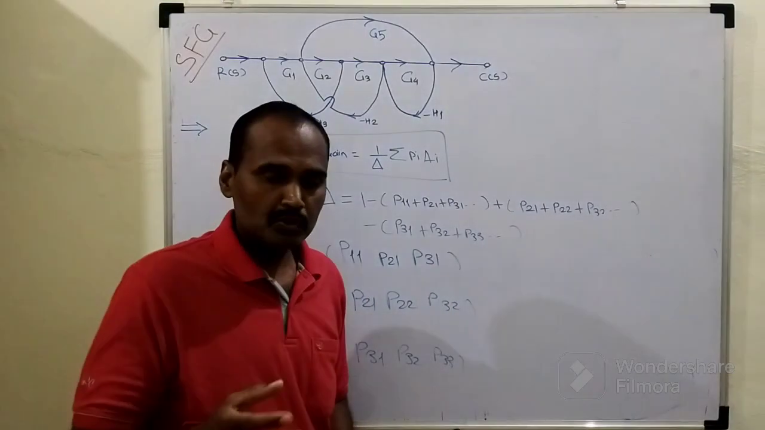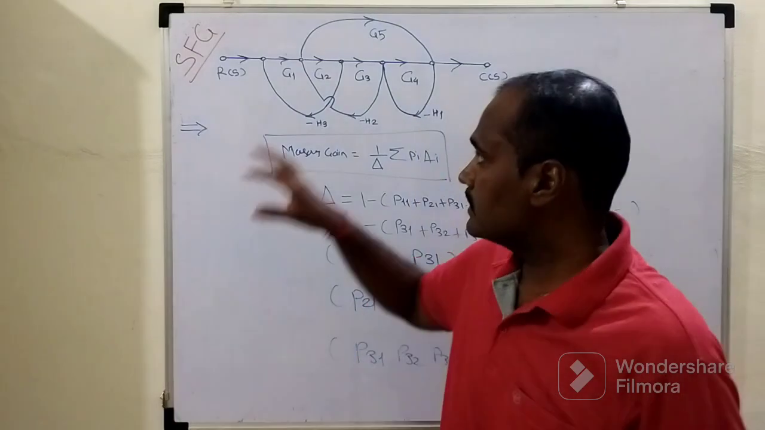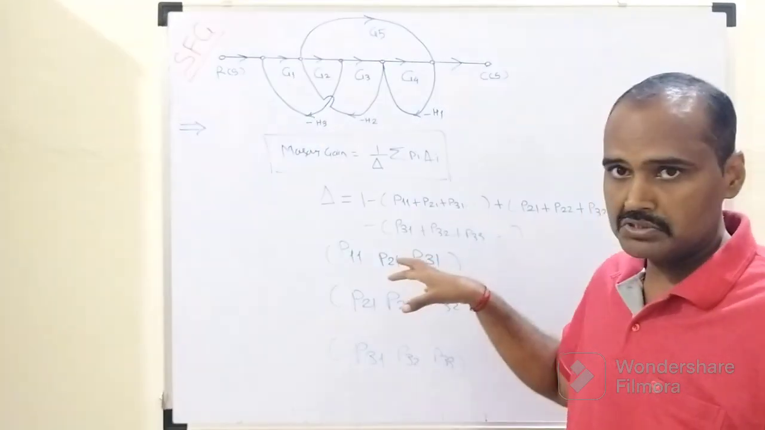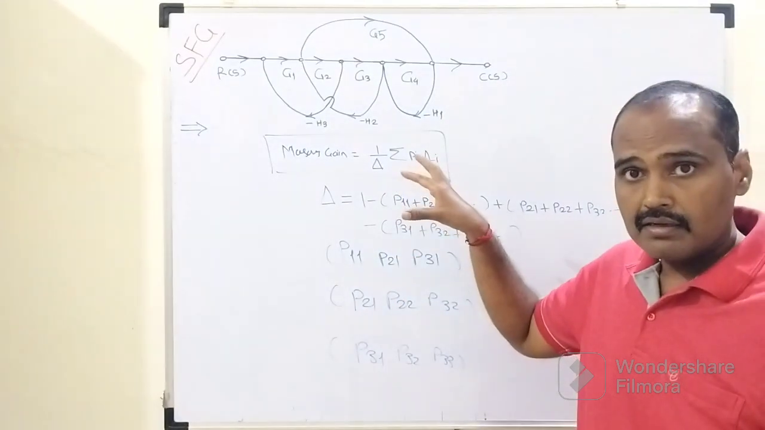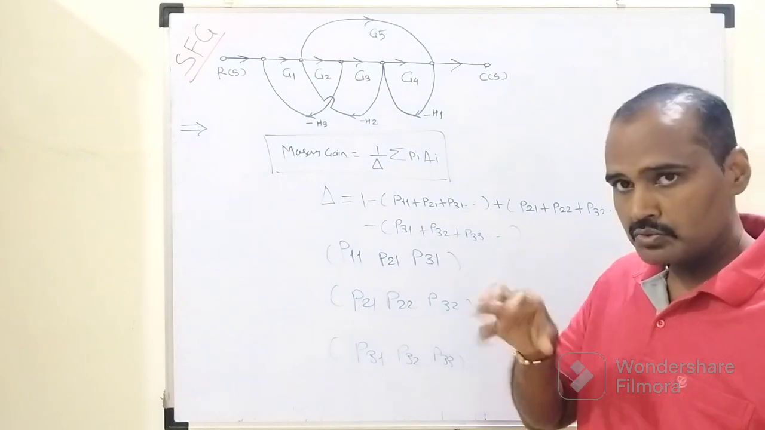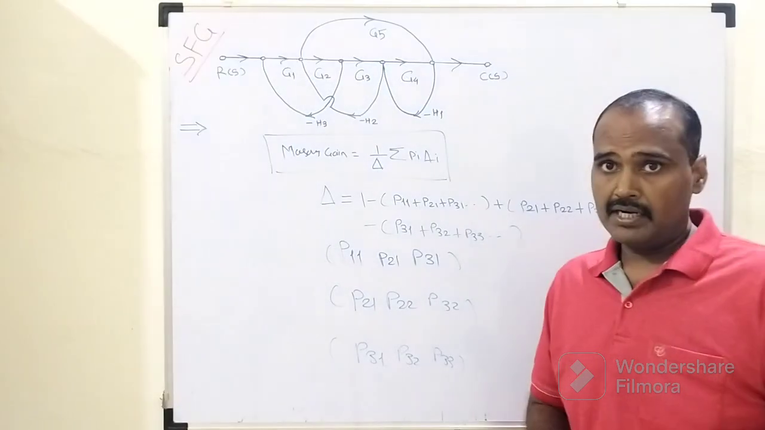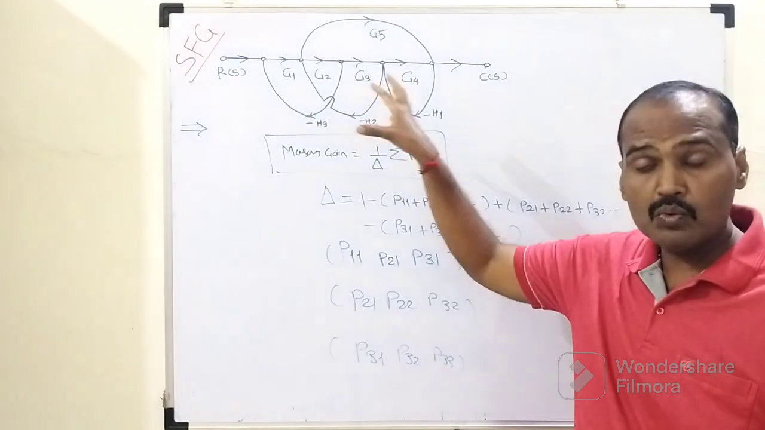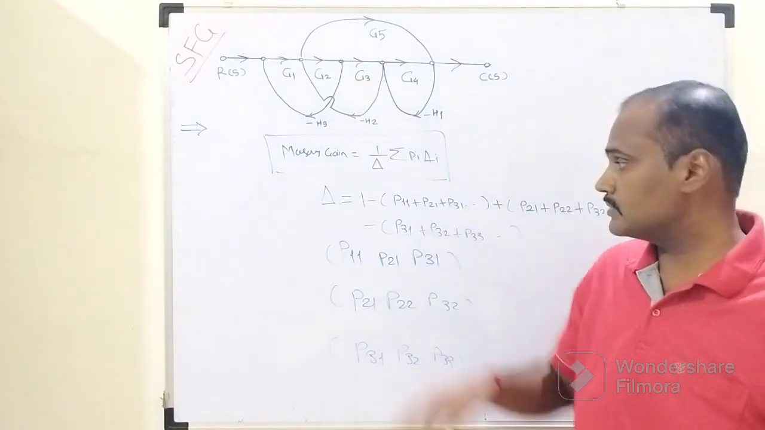In this way, the individual loops are to be defined in the signal flow graph representation: first individual loop, second individual loop and third individual loop. And we need to add their individual gains within the first parenthesis to determine the system determinant. So for the sake of observation, we need to observe how many individual loops are there in the signal flow graph representation.